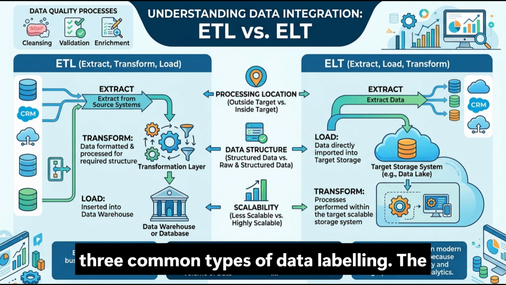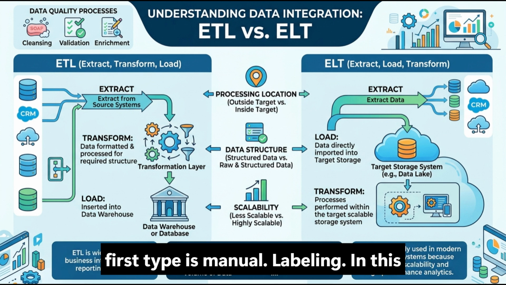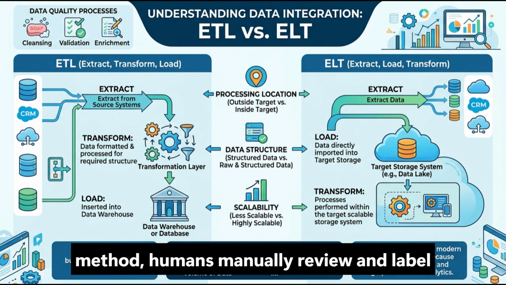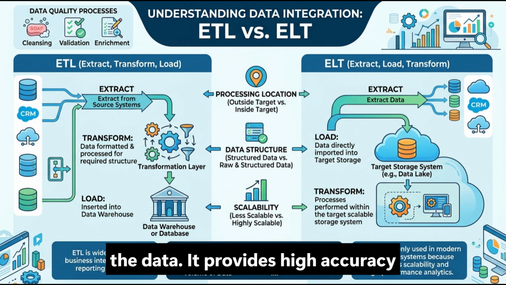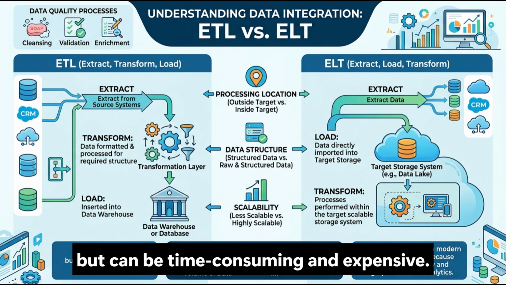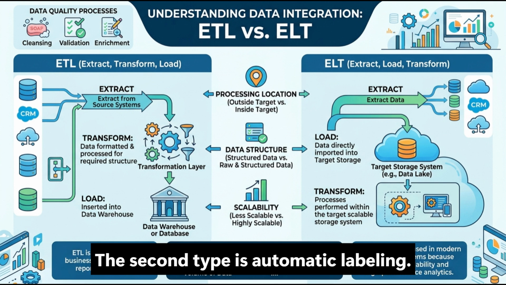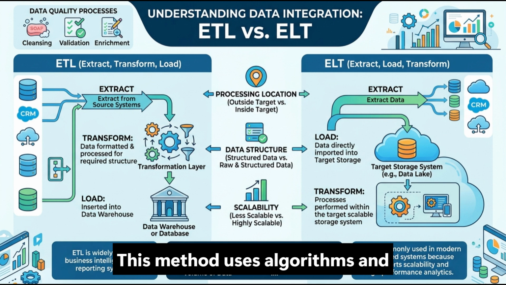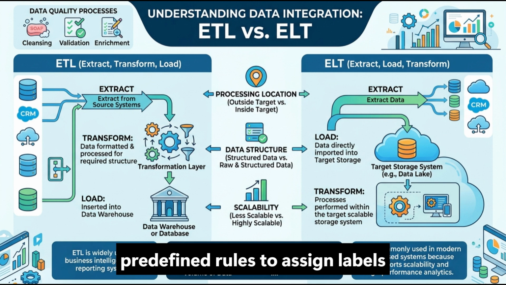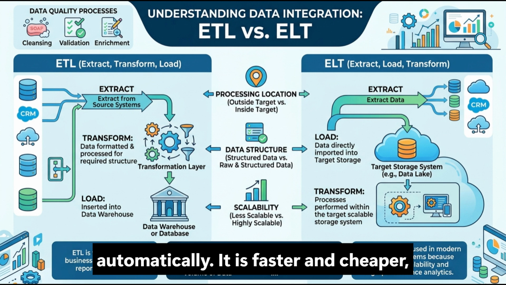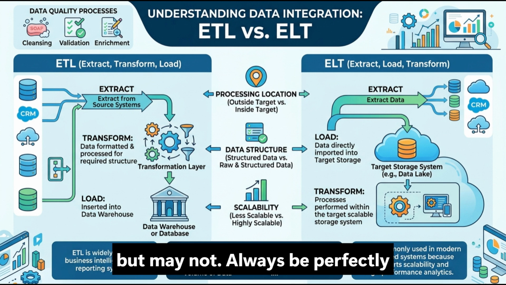There are three common types of data labeling. The first type is manual labeling. In this method, humans manually review and label the data. It provides high accuracy but can be time-consuming and expensive. The second type is automatic labeling. This method uses algorithms and predefined rules to assign labels automatically. It is faster and cheaper but may not always be perfectly accurate.